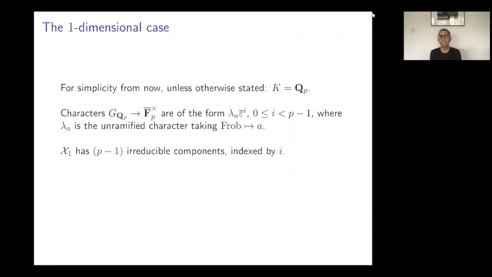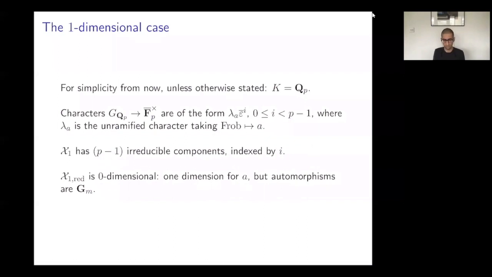So I have this discrete invariant of which power of the cyclotomic character I have. That gives me p minus one irreducible components, just indexed by that power. And each of those components is just determined by where Frobenius is going. And the underlying reduced of this, you get something zero dimensional, which matches with my formula from the previous slide, where I had this d times d minus one over two. So the point is, in this stacky world, you have a one-dimensional family by this unramified twist. This A is this eigenvalue of the Frobenius, but then you have a G_m's worth of automorphisms. You can always scale your character by a scalar, just acting trivially. So you get zero dimensions.